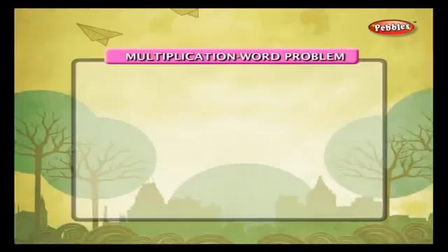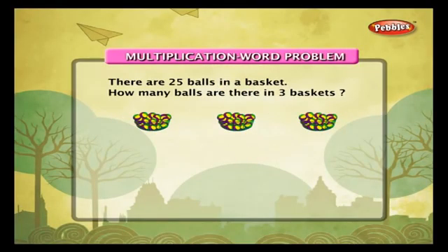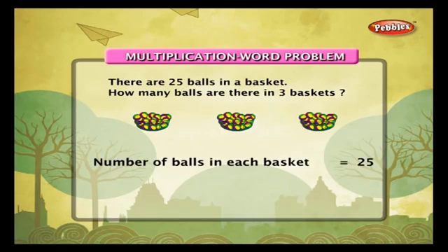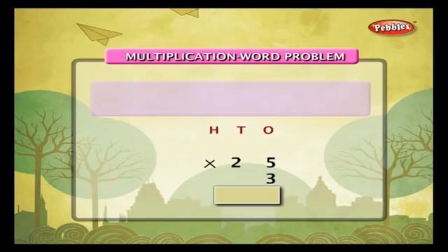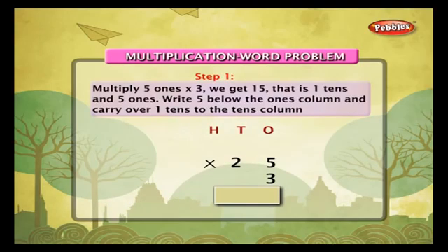Word problem. Problem 1. There are 25 balls in a basket. How many balls are there in 3 baskets? Number of balls in each basket is equal to 25. Number of baskets is equal to 3. To find out the total number of balls in all 3 baskets, follow these steps. Step 1. Multiply 5 ones into 3. We get 15. That is 1 ten and 5 ones. Write 5 below the ones column and carry over 1 ten to the tens column.